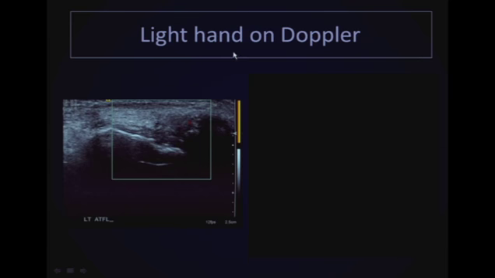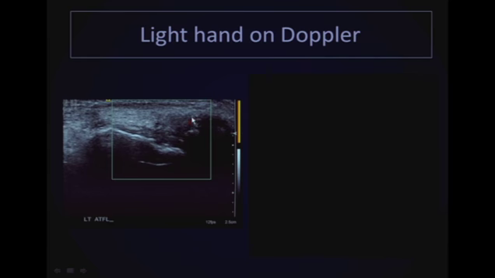As I mentioned earlier, a light hand is very important because when you're evaluating very superficial structures, if you scan with a heavy hand, you may obliterate the Doppler signal by pressing out those small recruited vessels. Here we are looking at the region of the anterior talofibular ligament, and the question was whether this was an acute versus chronic situation, or the response to treatment.